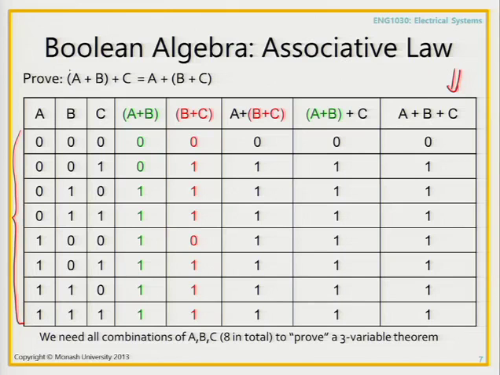So you can prove equality otherwise by using Boolean algebra. But as we'll see, when you're using Boolean algebra, it can get a little bit hairy when you're actually doing the calculations. Okay, so this is the associative law: A plus B in brackets plus C is equal to A plus B plus C in brackets.